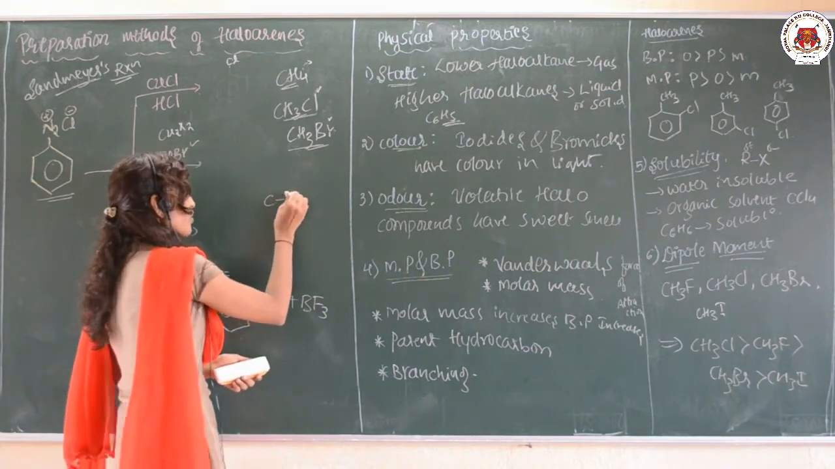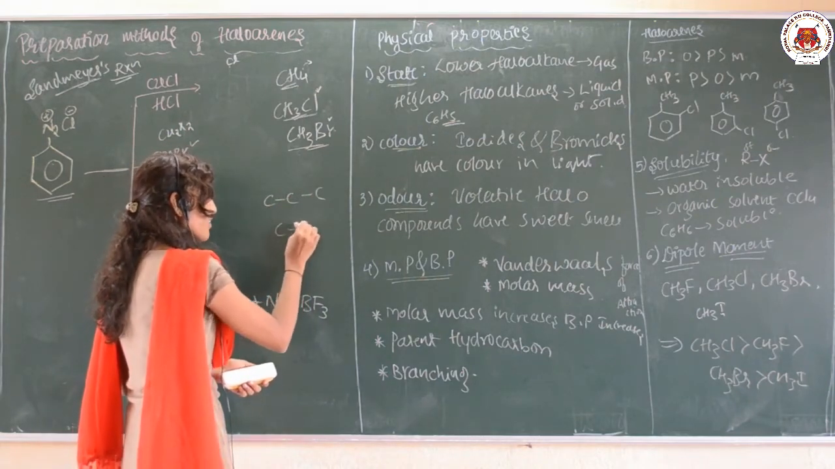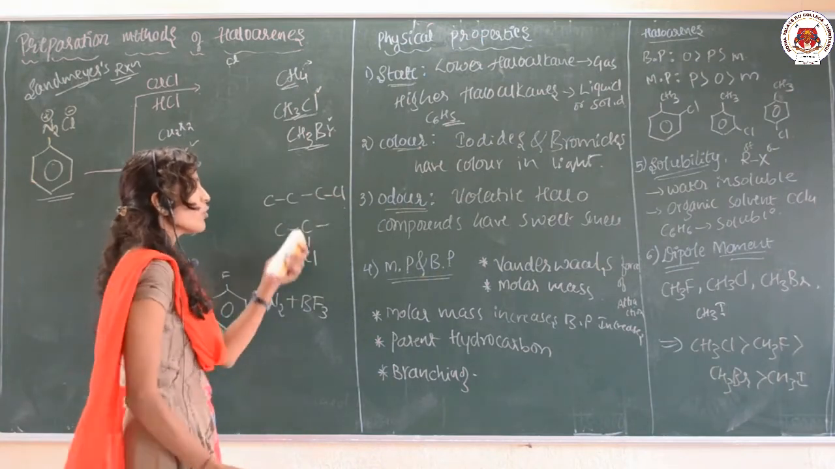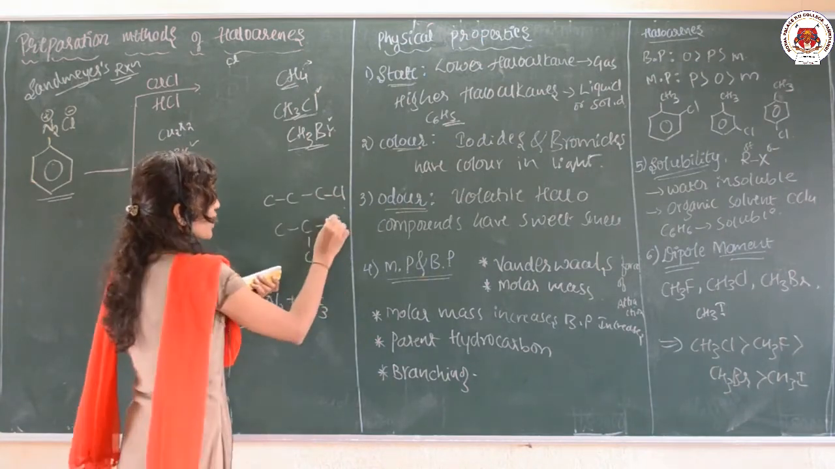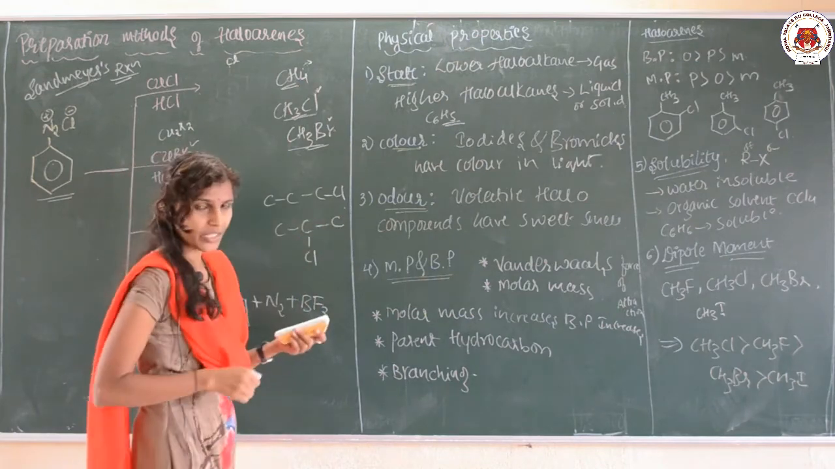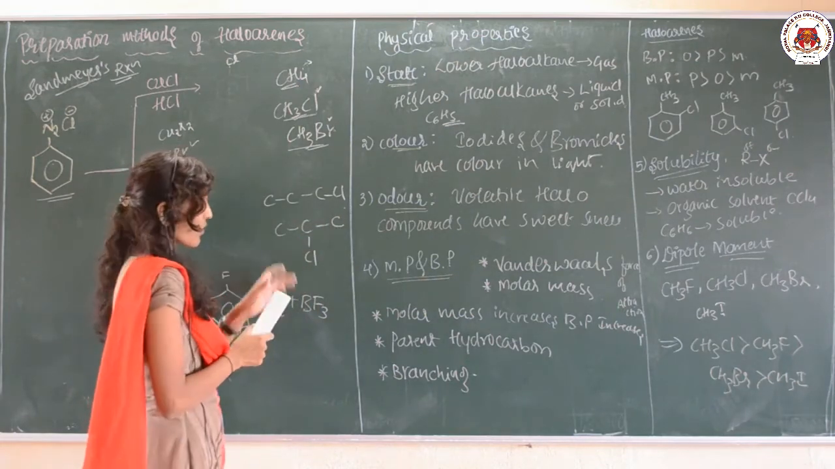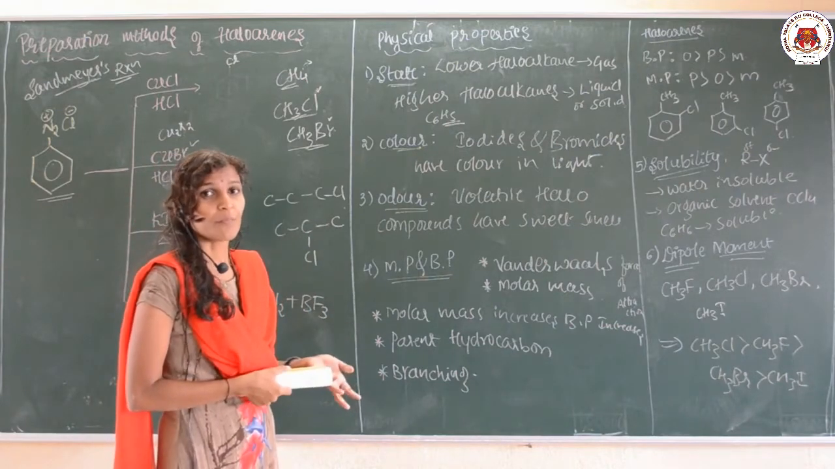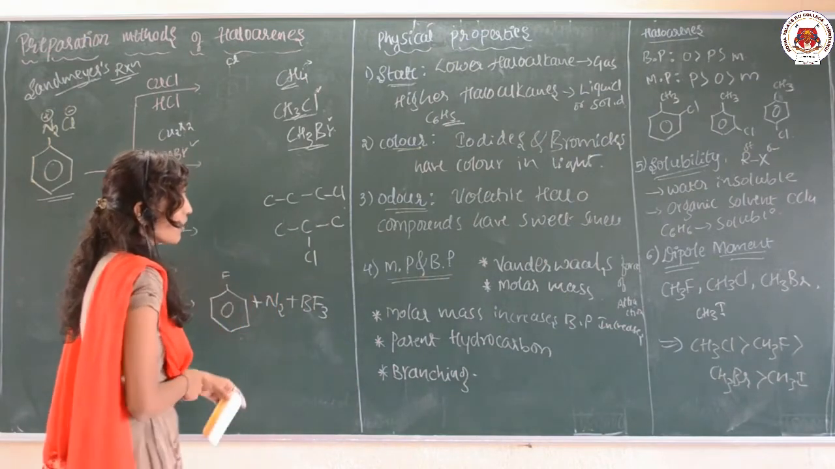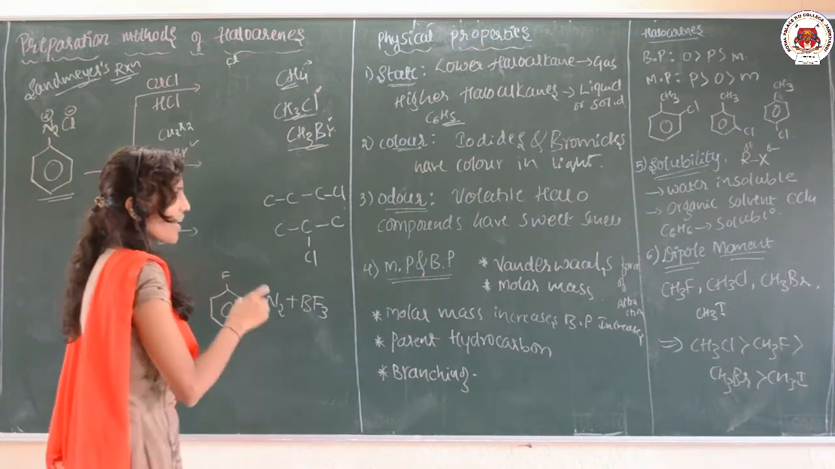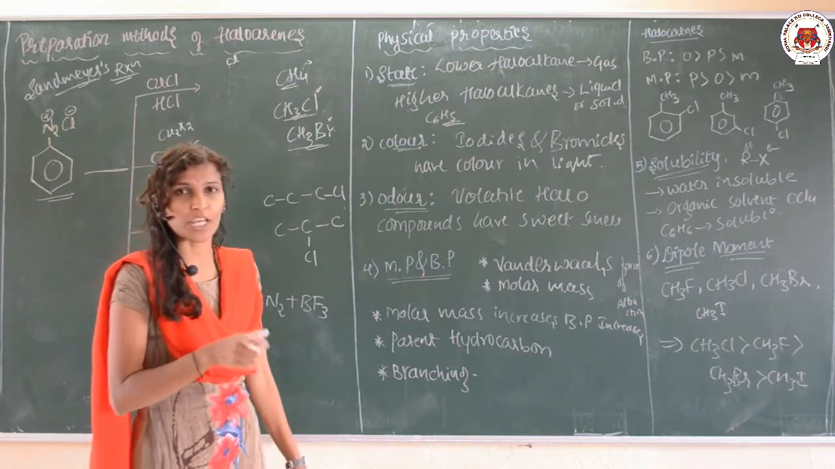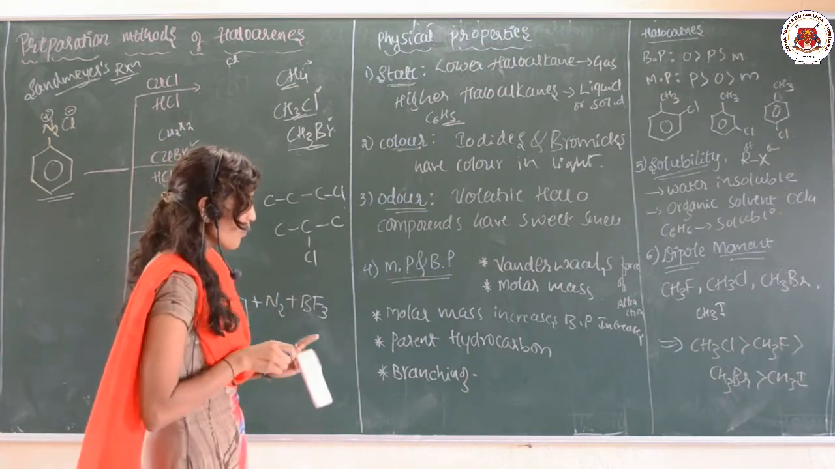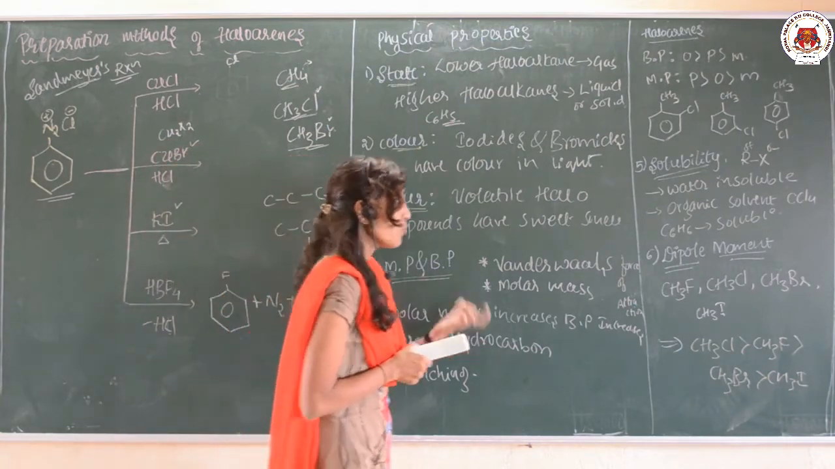If I am taking a straight chain and if I am taking a branched chain, like this you can take. As the branching increases, the available surface area will be less. So it decreases the boiling point. As the branching increases, the boiling point decreases. So these are the three points we can say here.